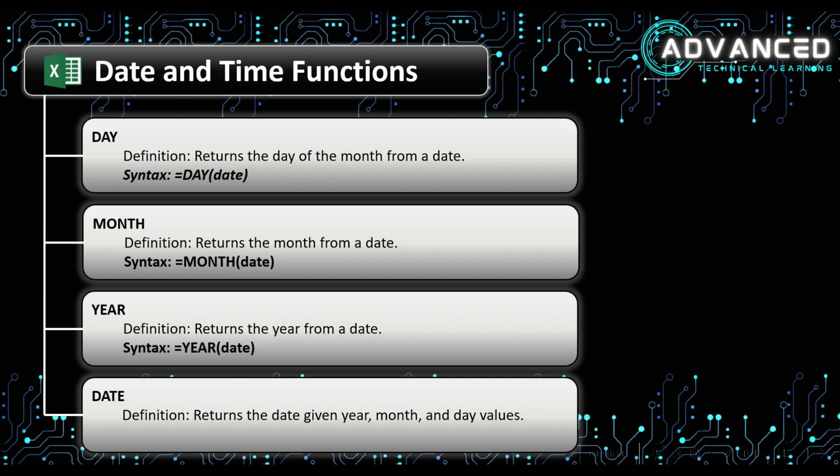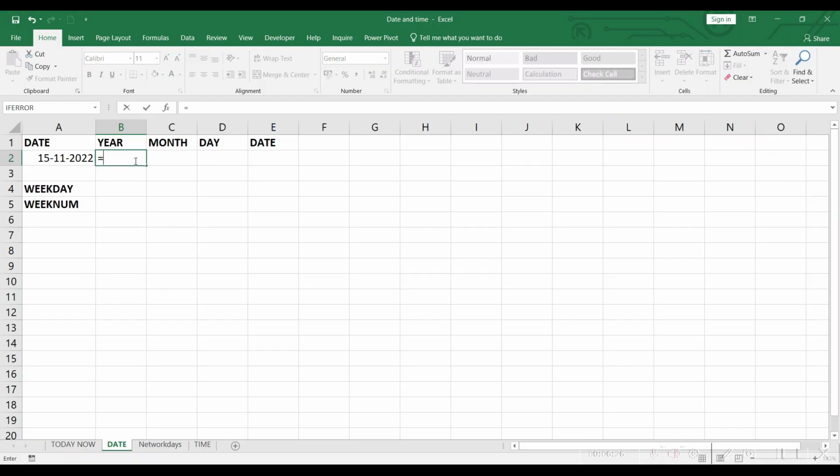So let's apply these functions in the Excel workbook. Equals YEAR. Select this date and enter. You will see the year from the date. So let's apply the MONTH function. Equals MONTH. Select date. You will see the month from the date. So let's see DAY. Equals DAY. Select date. You will see the day of the month from the date.